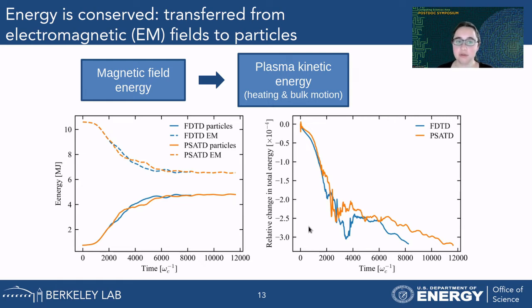On the right, we have the relative change in total, so that's electromagnetic plus particle, energy as a function of time. With both solvers, we're seeing energy conservation to within 1 part per thousand. The pseudo-spectral method does slightly better than the finite difference method, but both solvers are well within the tolerance that we'd hope for, so we're very happy about this.